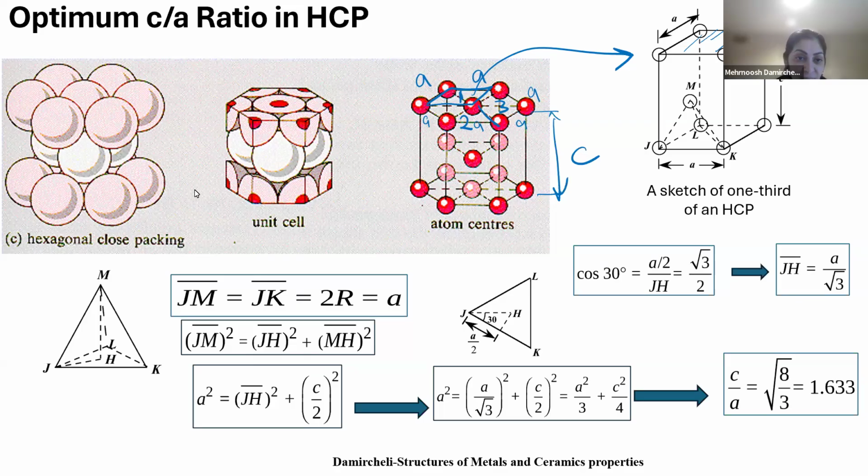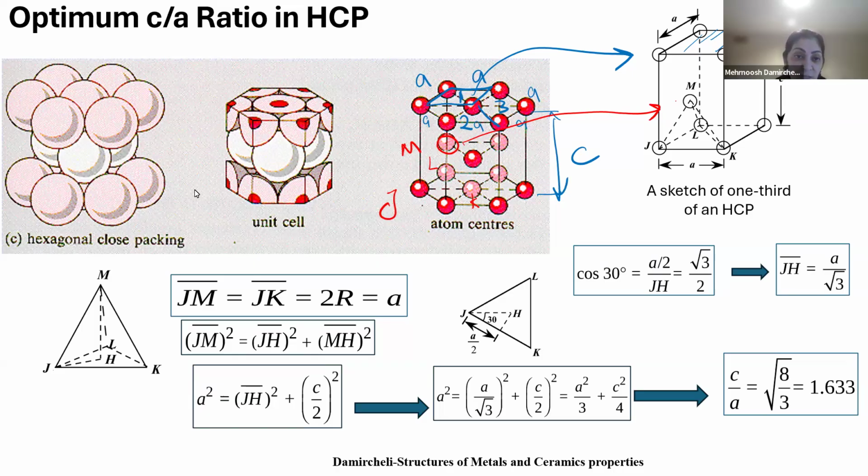Consider this atom. It is M. Connect M to this, it is J. For example, this is L, and this is K. You see here, M connects to J, L and K, and we have the tetrahedral section here. The height from M to the JLK surface we consider H.